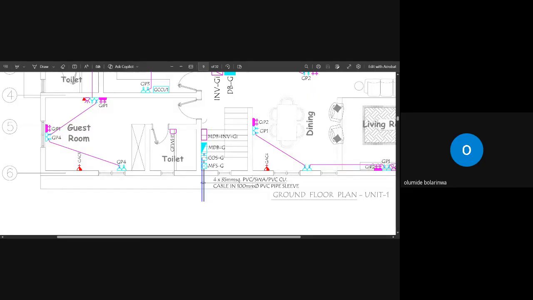Do you understand what I mean? There might be rerouting on site. There's difference between drawing and there's difference between execution. You might get to site, the person executing will tell you that I'm not passing through the ground again. I want to pass through the slab. Are you getting me? You know, there might be addition.